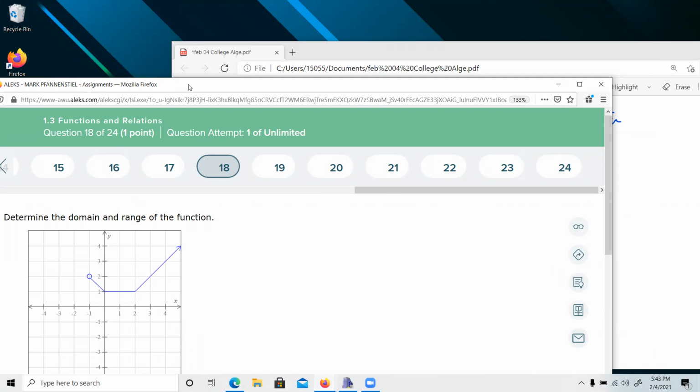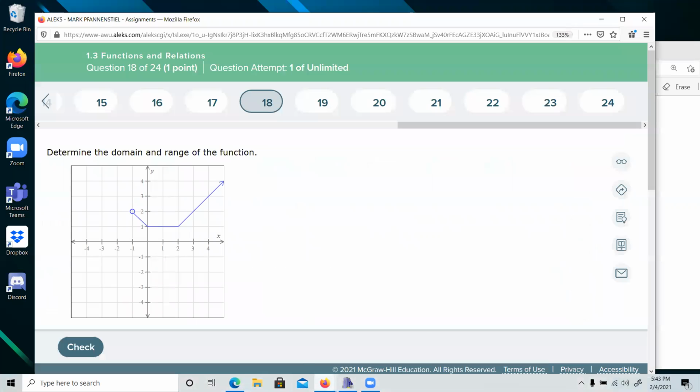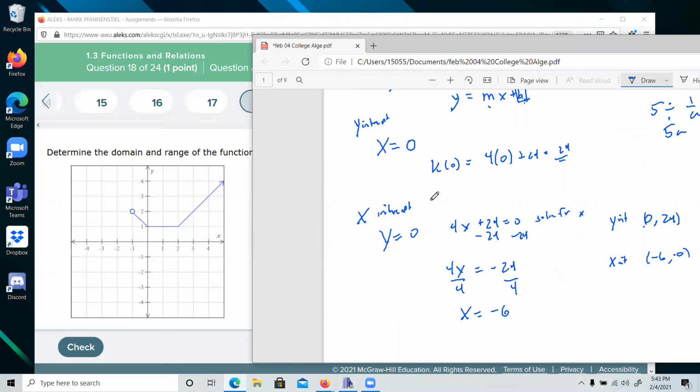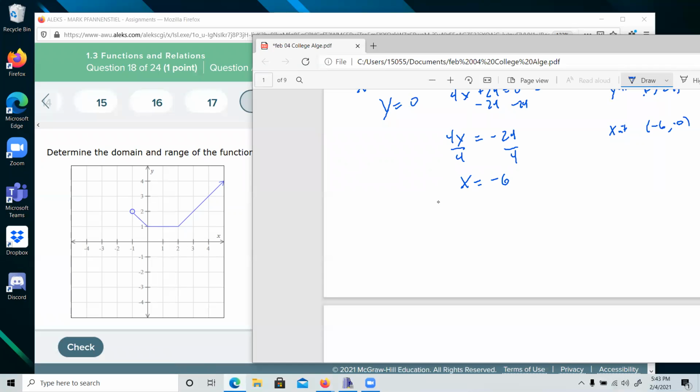Oh, this is a nice one. This is a good problem. Domain and range. Okay, so here what we're going to do is figure out what are all the legal values of x. What are all the legal values of x?